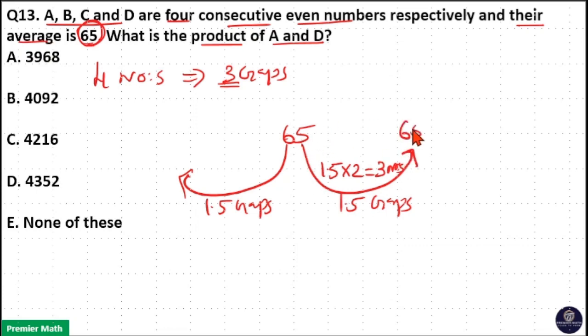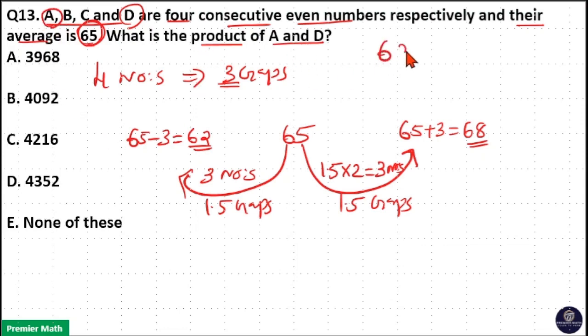That is 65 plus 3, 68 is the number D, and in the same way 3 numbers are there before 65. So 65 minus 3, 62 is the number A. Now we need the product of A and D. So 62 into 68 equals, here there is a shortcut because the unit place sum is 10. 8 plus 2 is 10 and the tens place digit is equal. So multiply 8 and 2, that is 16.